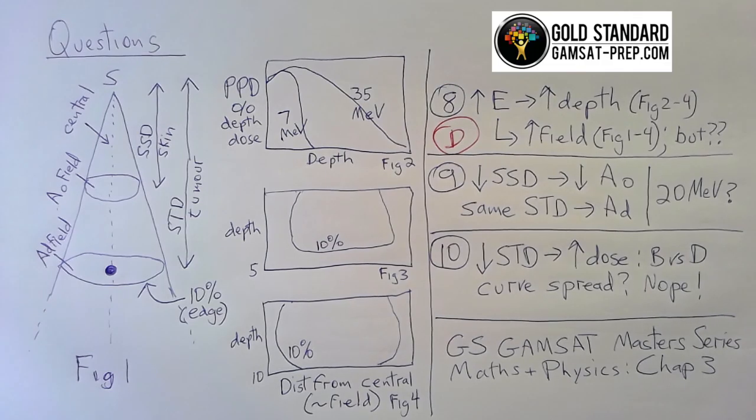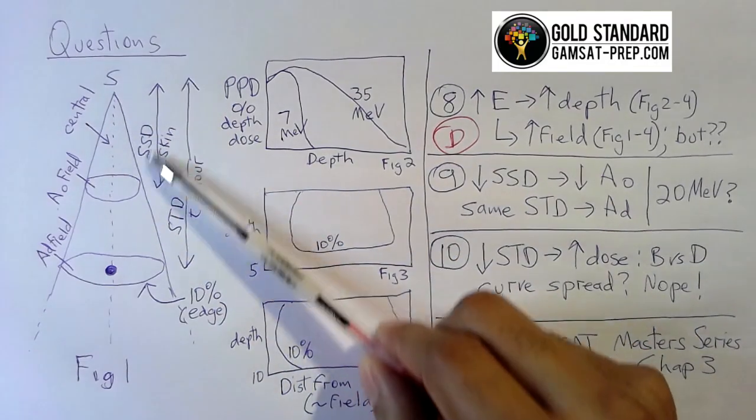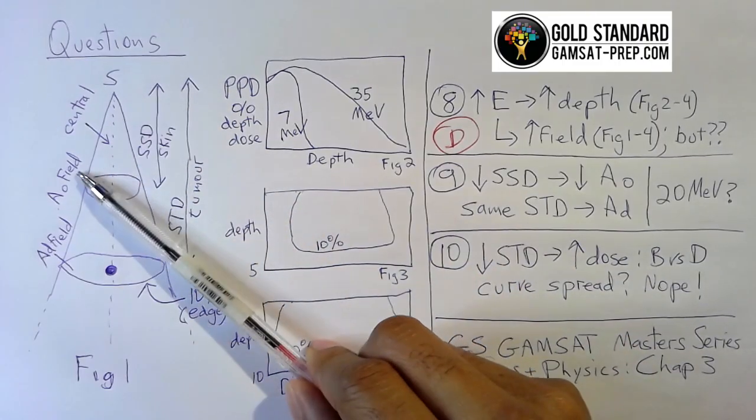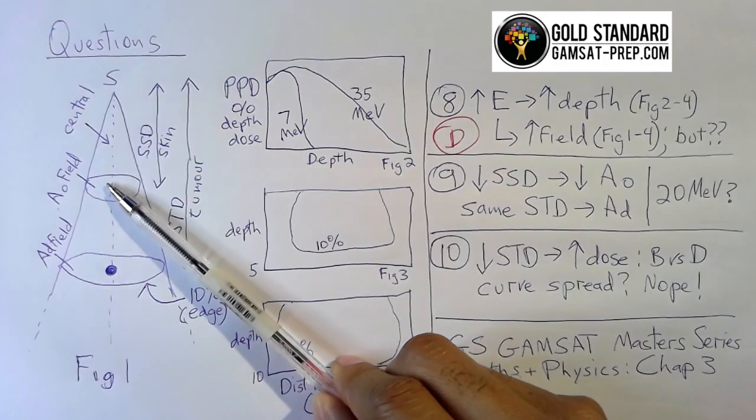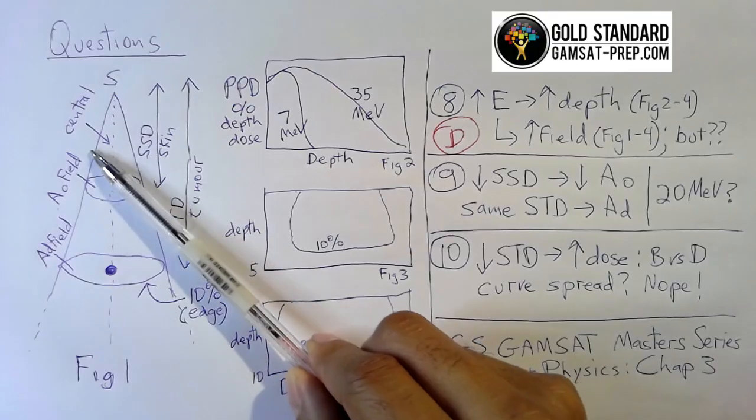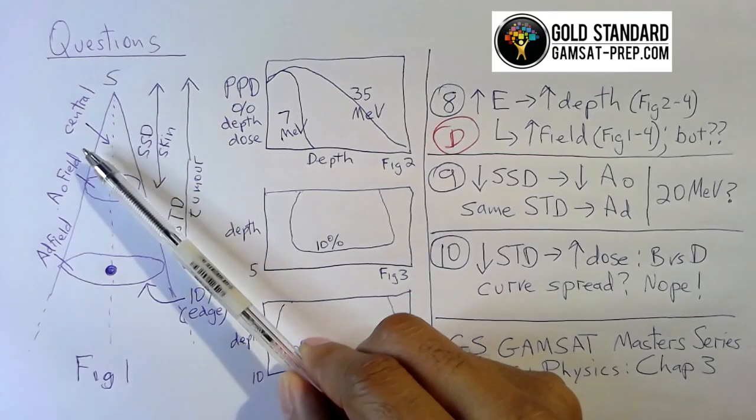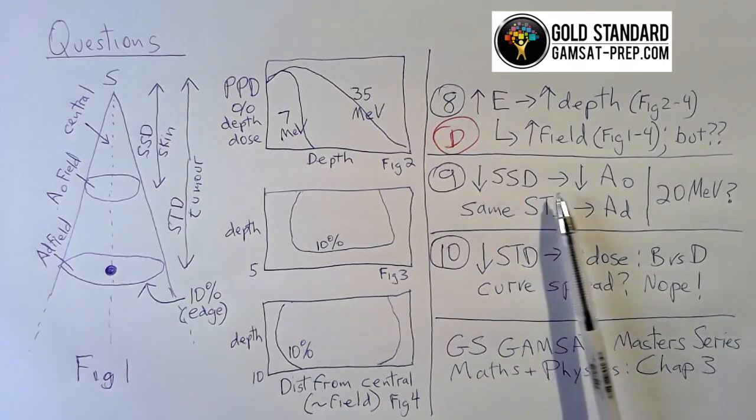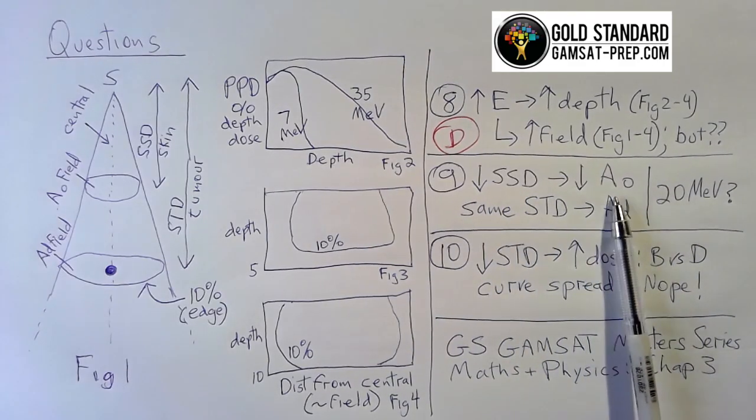Suppose that, compared to the figure shown, SSD is smaller, but STD is the same. For the 20 mega electron volt beam, which of the following is most likely? Well, we know that if we're going to reduce this distance between the source and the skin, then this AO field is going to rise in the cone. And as it rises, it creates a smaller and smaller and smaller field. So there's no question that with reduced SSD, you get a reduction in AO.